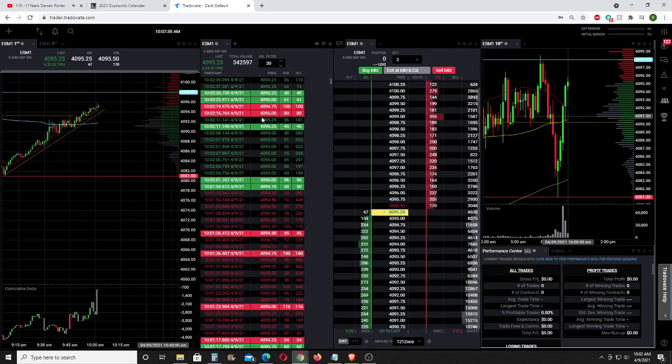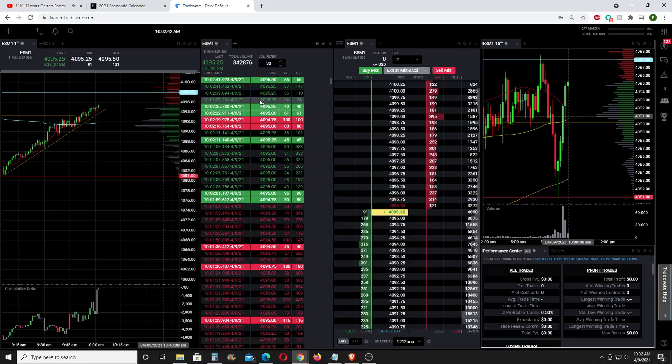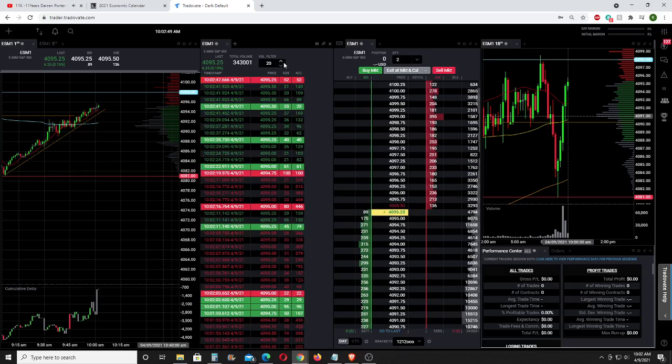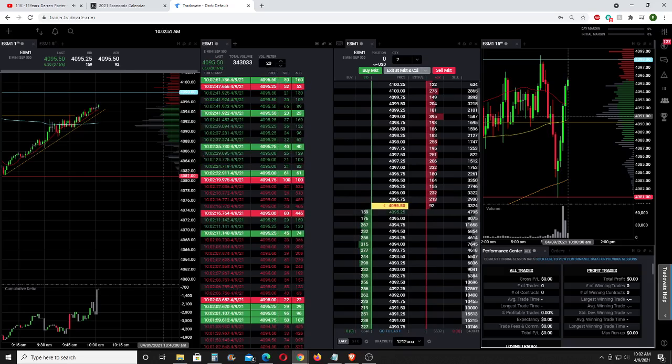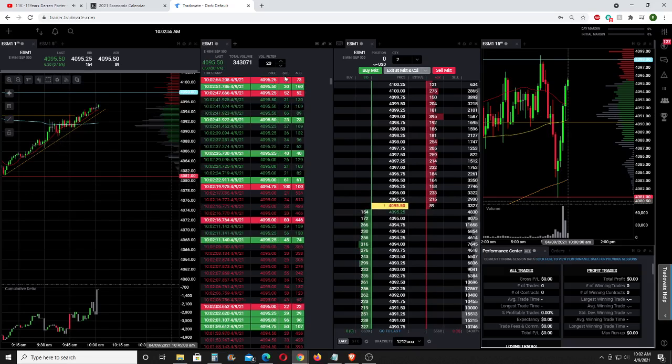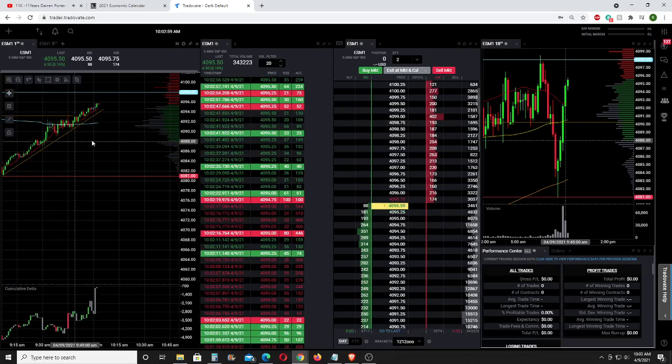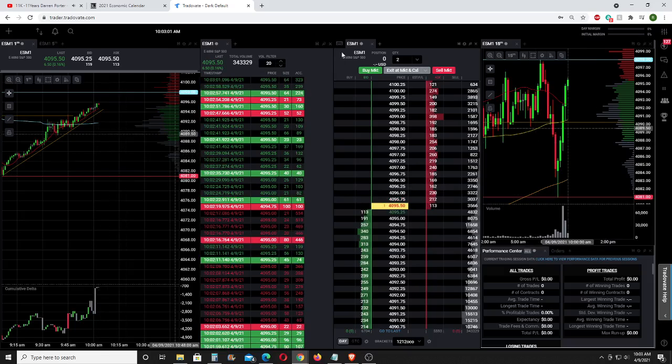Over here is time and sales. I filter accordingly depending on the speed of the market. So right now I can filter this to 20 because it's a little bit slow. But I adjust the filter from 20 up to 50, sometimes 100 depending on the situation. 20 seems like a good filter right now. So I adjust this accordingly.